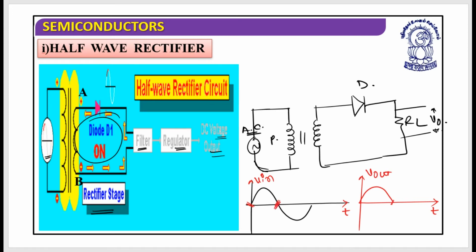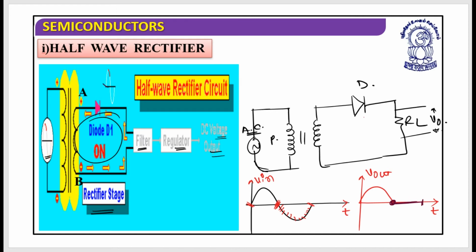Now as this other half starts, this is the reverse bias situation. As the reverse bias situation arises, the diode will be in reverse bias, and there will be no conduction, and as no conduction occurs, that means no output voltage would be available. I hope this is clear. Is it clear? Do you understand this?